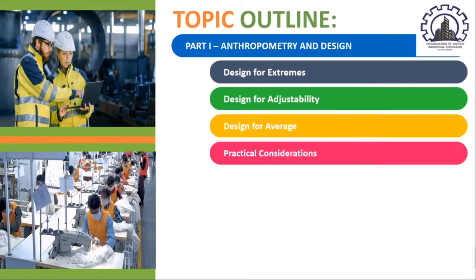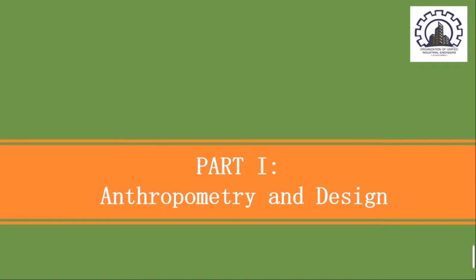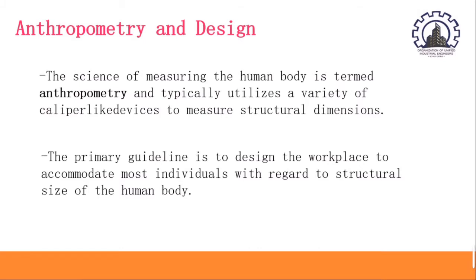The topic outline for Chapter 5, Part 1, which is Anthropometry and Design, are design for extremes, design for adjustability, design for average, and lastly practical considerations. In Part 1, Anthropometry and Design, the primary guideline is to design the workplace to accommodate most individuals with regard to the structural size of the human body.